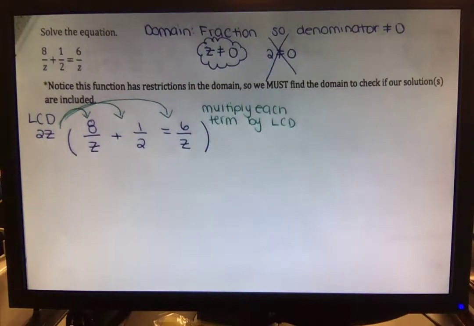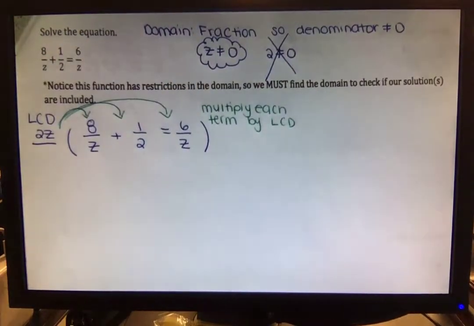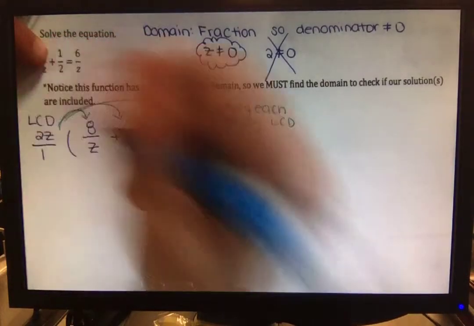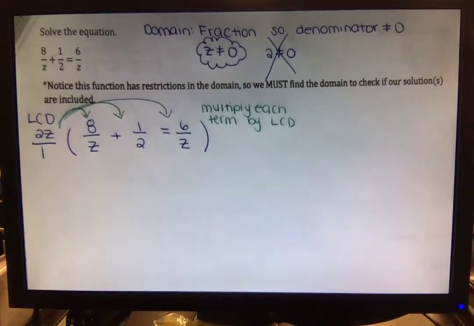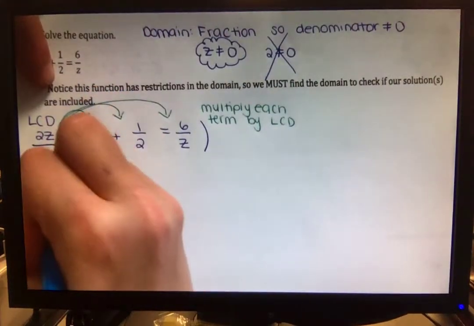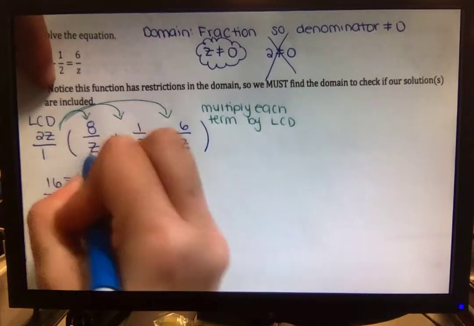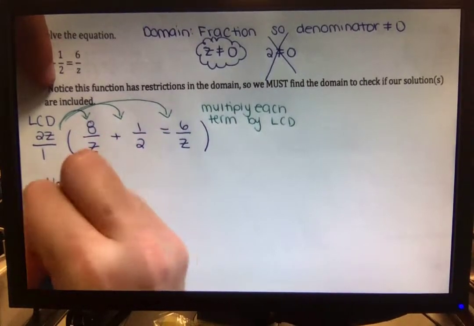We're going to multiply fractions. How do you multiply fractions? Straight across. I have 2z. I want to write it as a fraction. What's my denominator? 1. Good. So 2z over 1. So it'll be easier for me to distribute my fractions. So multiplying across, 2z times 8 is 16z, all over 1 times z is z.